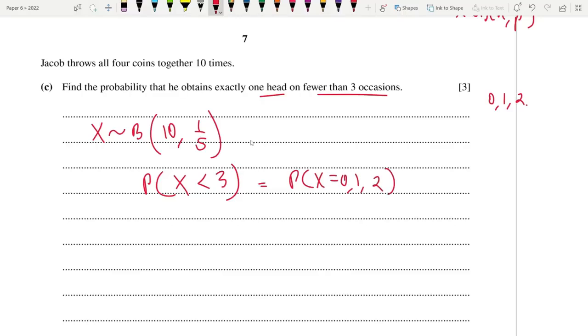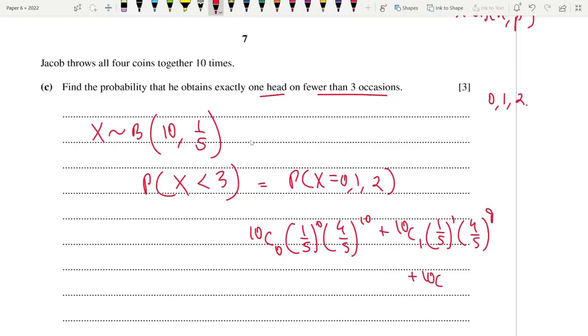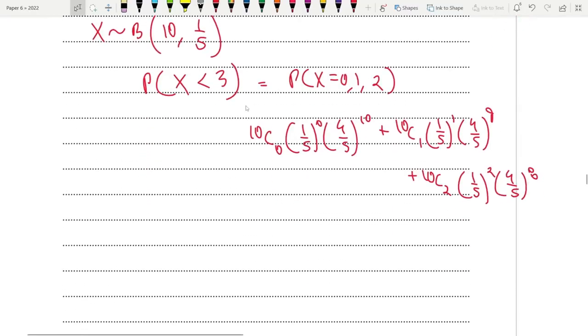So let's move on. So this is basically 10C0 success to the power 0, failure to the power 10, plus 10C1 success to the power 1 and failure to the power 9, plus 10C2 success to the power 2 and failure to the power 8. Okay, so if you want you can mention the individual values. I see them doing this in the mark scheme recently.